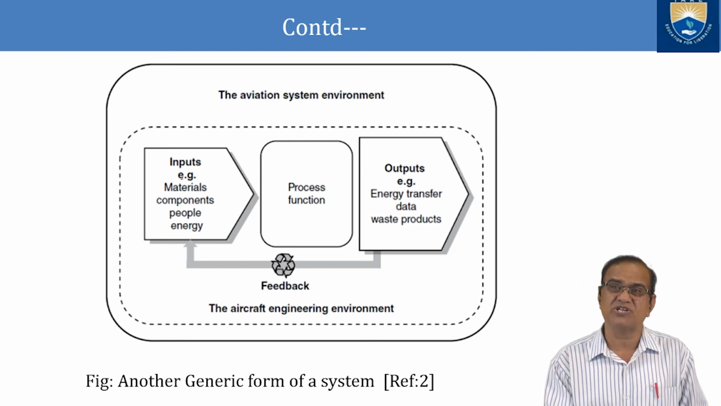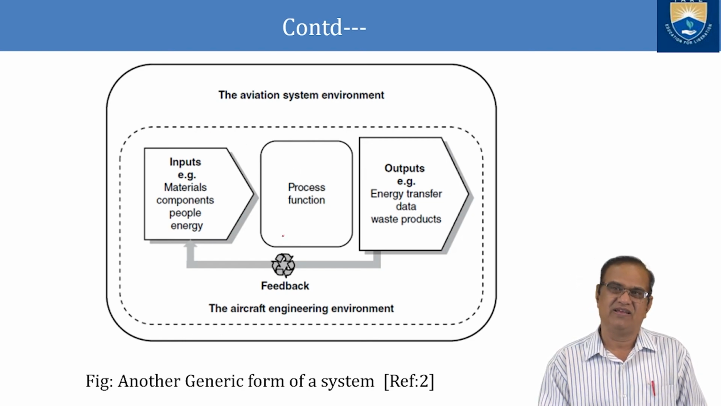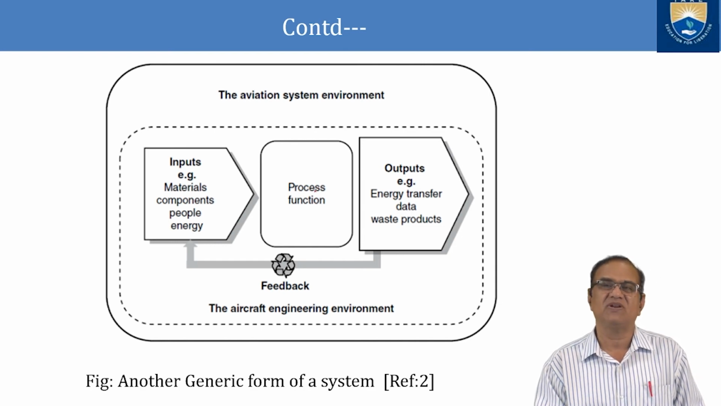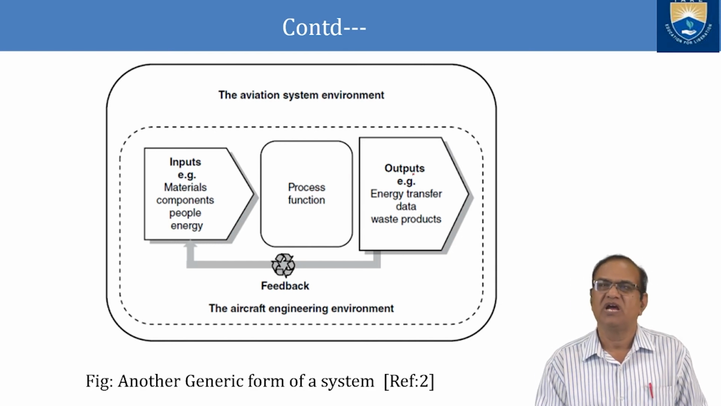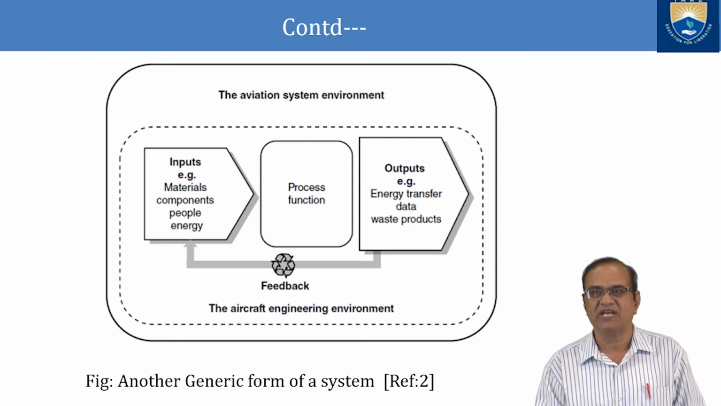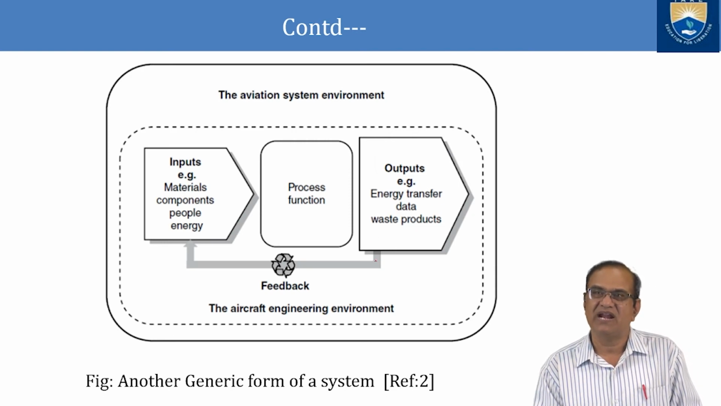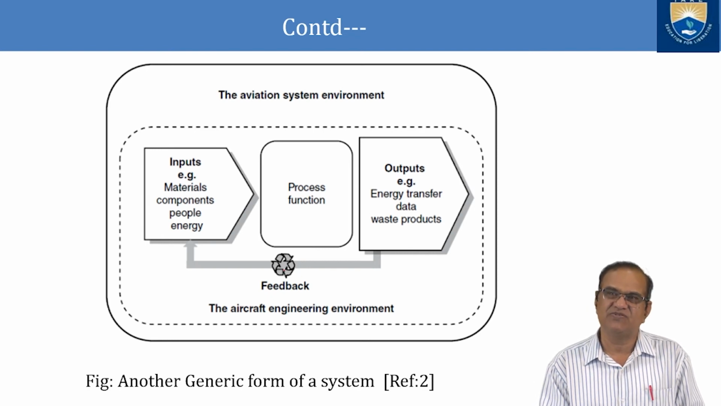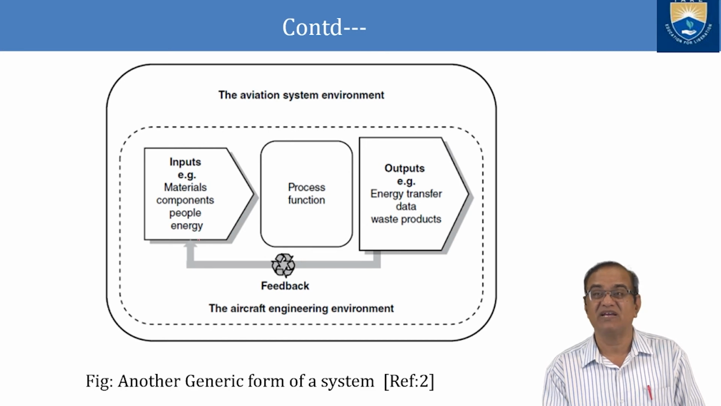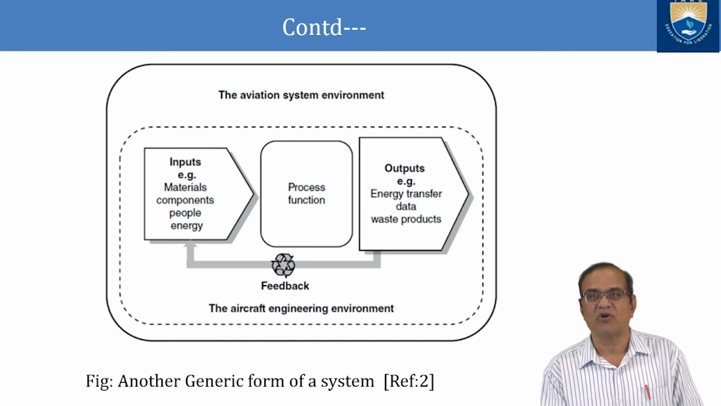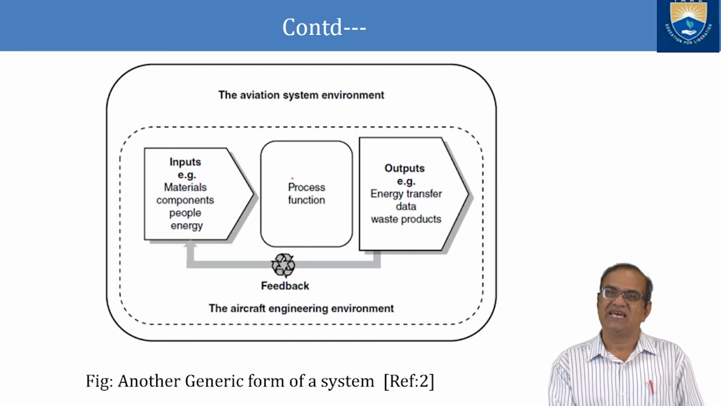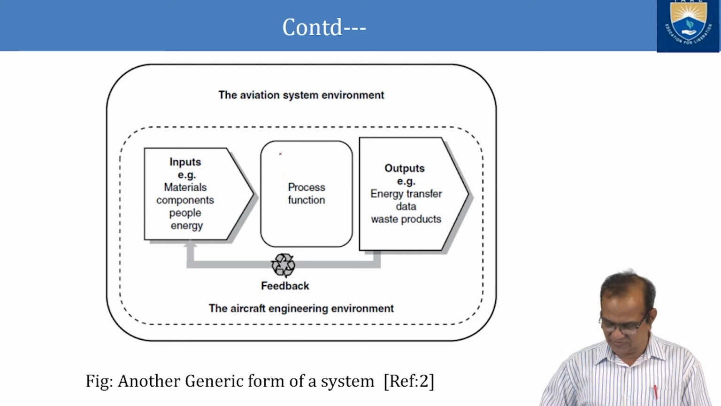Here, all these inputs are processed as per the desired requirement. From here, it will go to the output. What are you going to get as output? You are going to get energy transfer, data, or waste product. And if any errors are there, these errors will be transmitted to the feedback. This feedback will go again to the input. Input will be modified as per the output, and accordingly the process will continue. So it is a circular process by which the systems are operating.